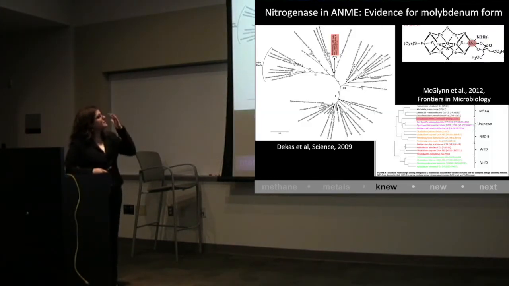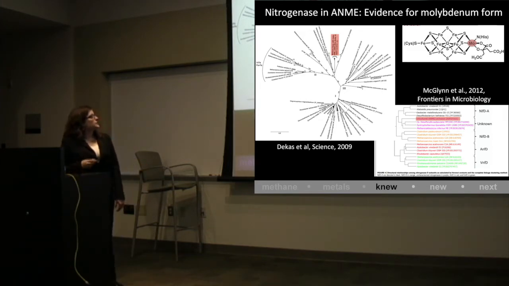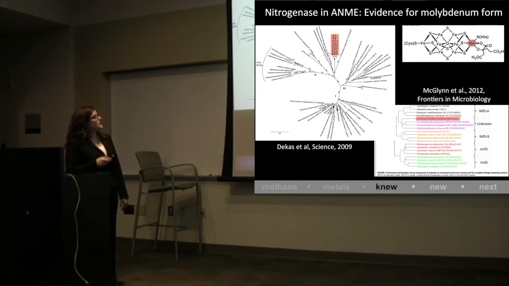So the Orphan Lab has been studying nitrogenase in ANME for quite some time. Ann Deakus, in Science in 2009, showed, using a combination of fluorescence in situ hybridization and NanoSIMS, that these archaea are incorporating labeled nitrogen into their biomass. And further study of the phylogeny of the nifD gene that encodes nitrogenase shows that in the methane seep nif clade, it is lying between the alternative nitrogenases. It's cut off here, but these are the vanadium-iron and the iron nitrogenases.